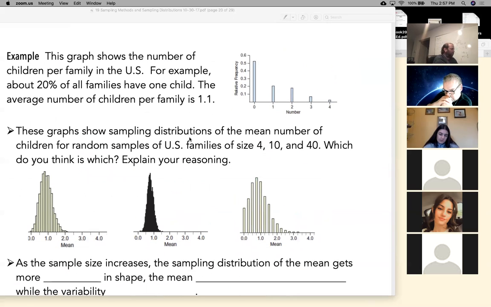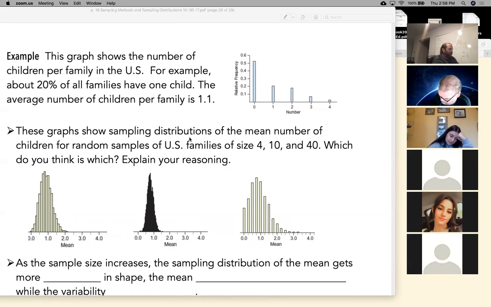So this graph shows the number of children per family in the United States. For example, about 20% of all families have one child. The average number of children per family is 1.1. This is just fact. Sorry, I said 4.1, my apologies. 1.1. So about 20% of all families have one child. The average number of children per family is 1.1.